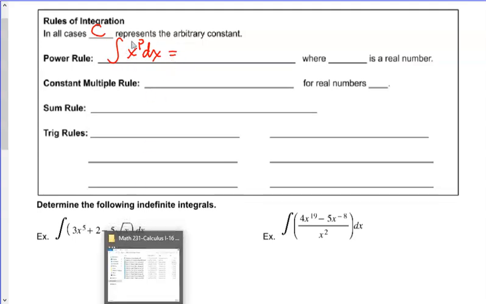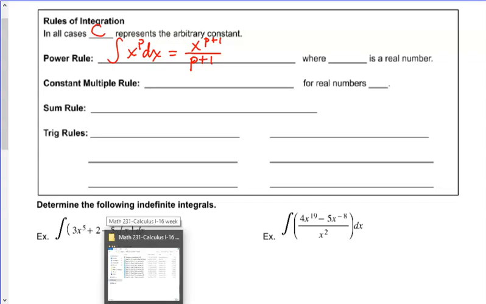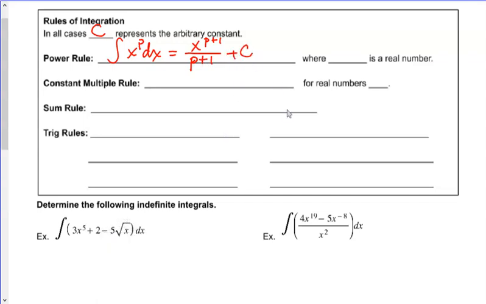We have to bring that number back up front, but there's not a number up here. What we're going to do is add 1 to the power, but divide by that new power. So I get x to the p plus 1 all over p plus 1 plus c, and we'll see some examples of that in just a second. Where p, in this case, is not equal to -1, because if it was equal to -1, we would get 0 in the bottom, and that's bad.